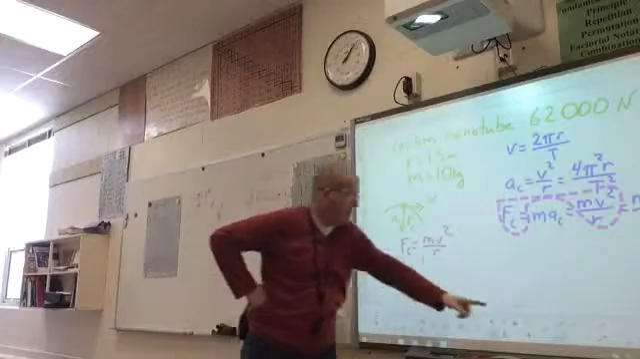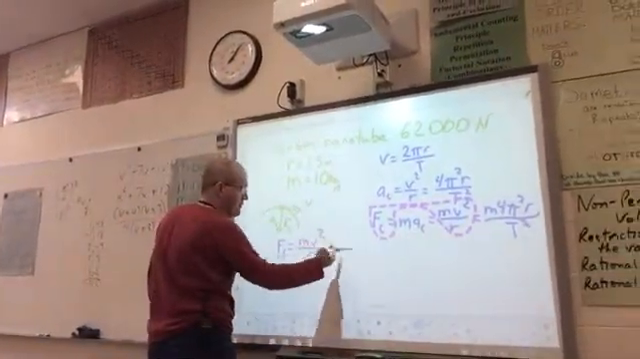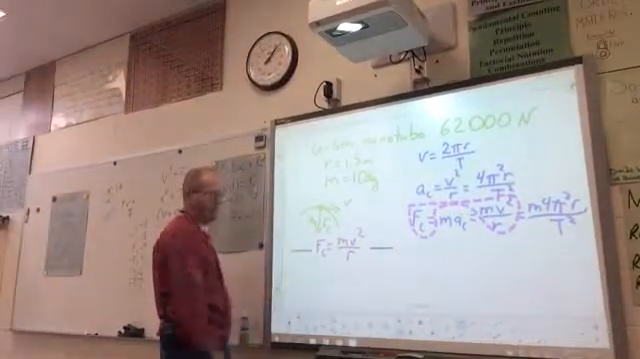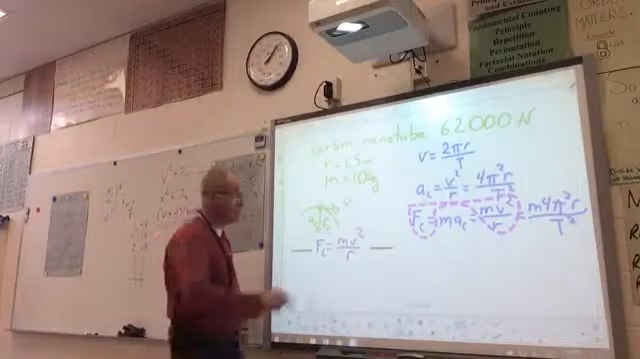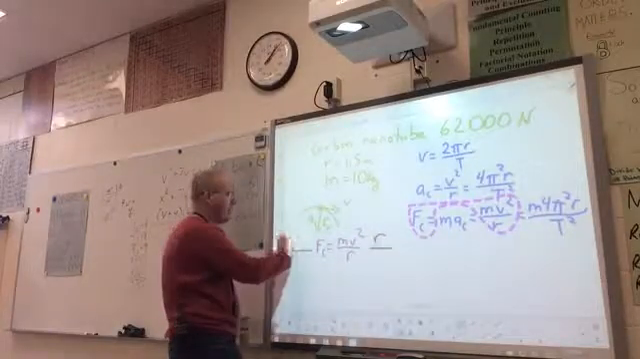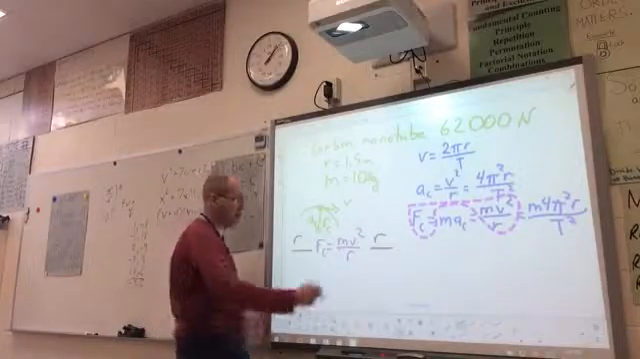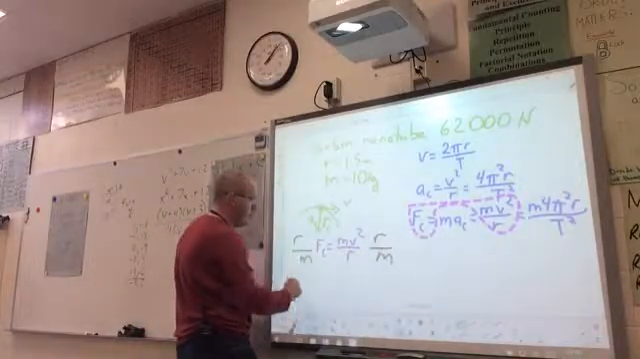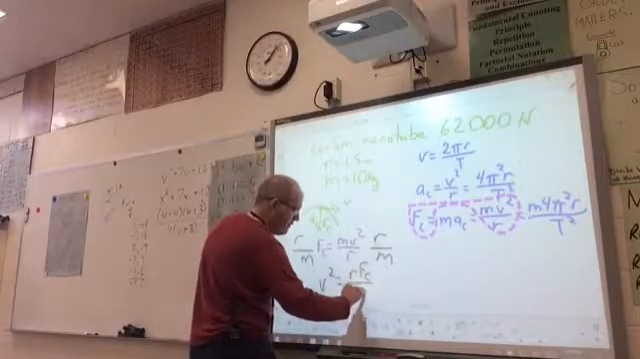Now, I would rather rearrange the formula first, just because I want to get velocity out by itself. So how do I get V out by itself? Divided by r. Well, it's divided by r. So how do I get rid of divide? Times r. It's multiplied by mass. So how do I get rid of times mass? Divide by mass. So V squared equals r times centripetal force over mass.